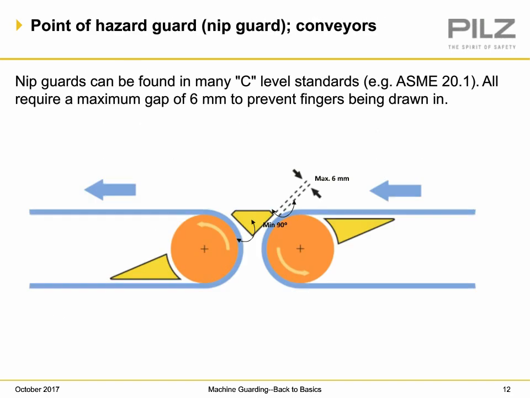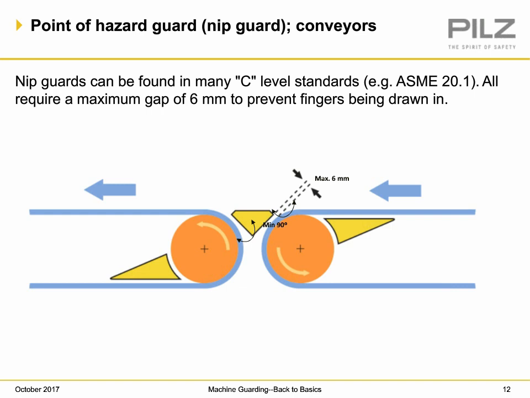Now, point of operation, point of hazard, nip points on conveyors. A lot of you out there probably have millions of miles of conveyor systems, and this is something that we sometimes neglect. Nip points can be found in many standards. One that particularly pertains to conveyors is the ASME, the American Society of Mechanical Engineers. These require a maximum gap of 6 millimeters, which is about 1/4 inch, to prevent fingers from being drawn in. Many users have gone down to 4 millimeters, which is 1/8 inch. It's basically the same opening criteria that OSHA requires on pedestal grinders, which is 1/8 inch.